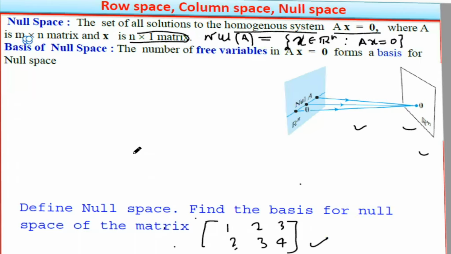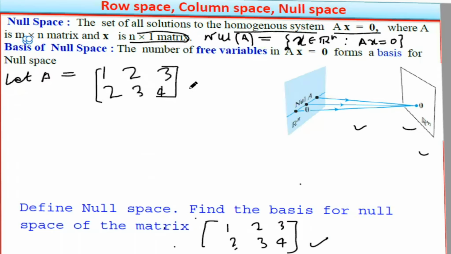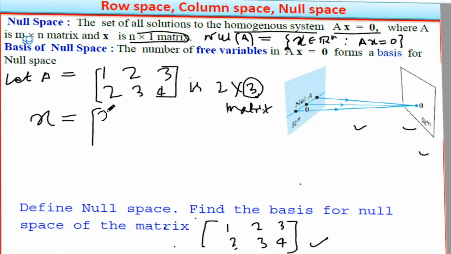To find the basis of the null space of the matrix A, let A be a matrix with 2 rows and 3 columns: 1, 2, 3 and 2, 3, 4. So it is a 2 by 3 matrix. We take the vector X, which has 3 rows and 1 column: X1, X2, and X3.